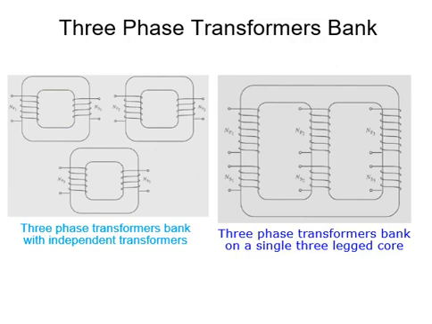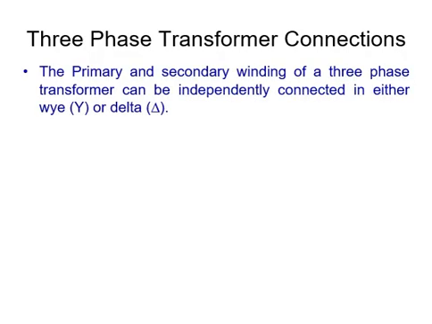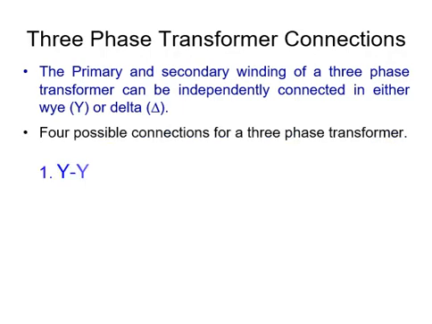This is the second case. We are using a single-core three-phase transformer, which does not have three different cores, but has the windings done on a single core. There are different ways of connections in three-phase transformers. The four main possible connections are: the Y to Y connection, the Y to delta connection, the delta to Y connection, and the delta to delta connection.